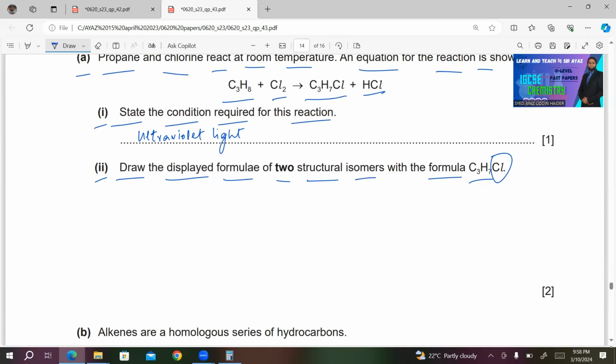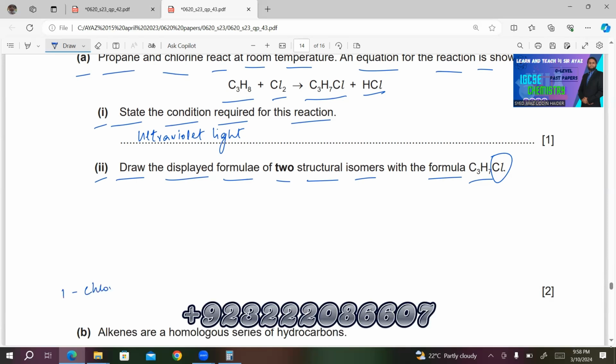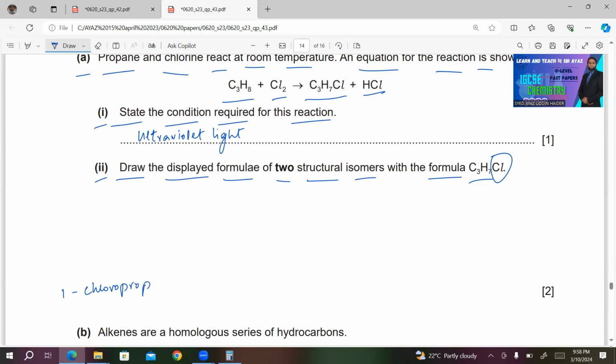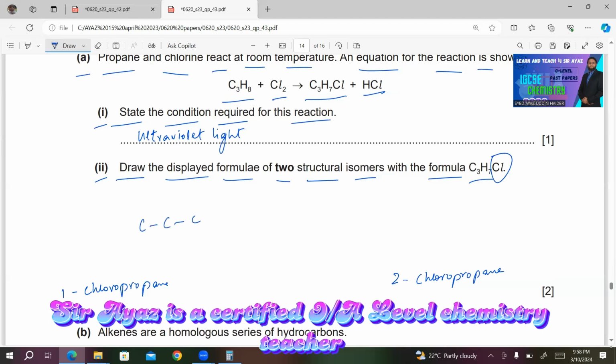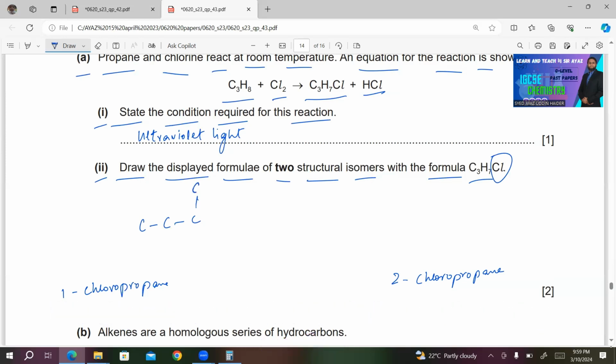For your convenience, I am writing their name: 1 chloropropane and we have 2 chloropropane. The difference is in the position of chlorine. We have 3 carbon atoms here: 1, 2, 3. In 1 chloropropane, we have to place chlorine on the right hand side or the left hand side. Let's consider this carbon as number 1, 1, 2, 3. Now I am saturating the carbon atoms with hydrogen.